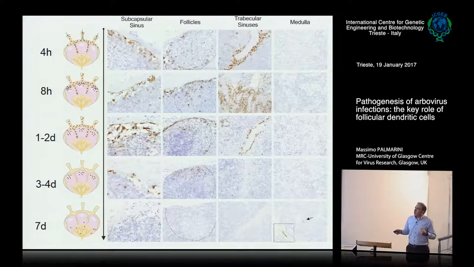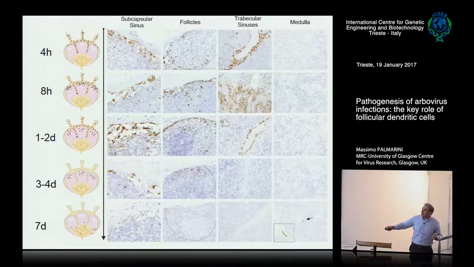So what we actually see is that in this case, again, the virus is inoculated intradermally, and this is immunohistochemistry, just to give you an idea of the time. The brown spots are the immunohistochemistry for the virus. At the beginning, you will see them in the subcapsular sinuses. And then as time progresses, we see them mainly in the follicles, so in the B cell area.